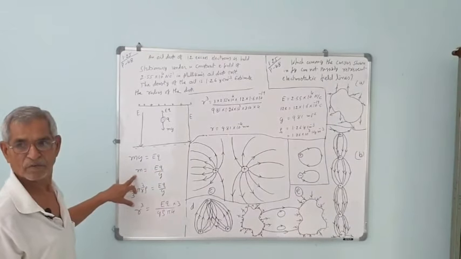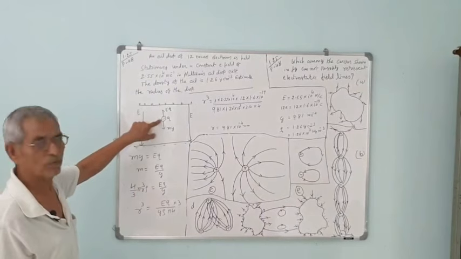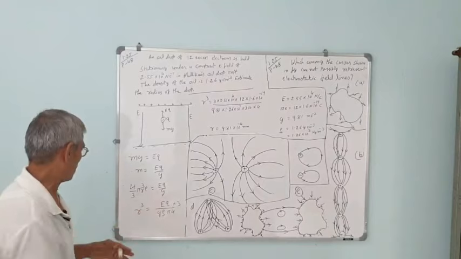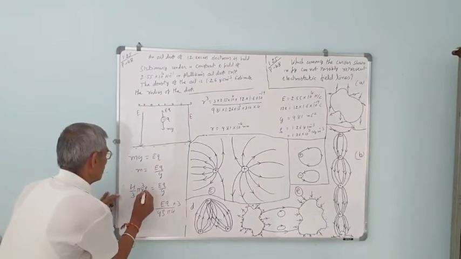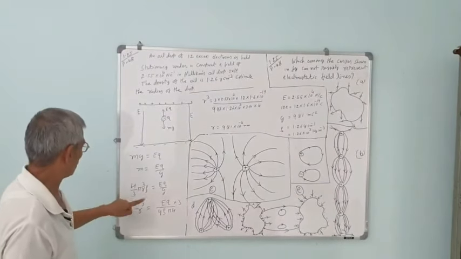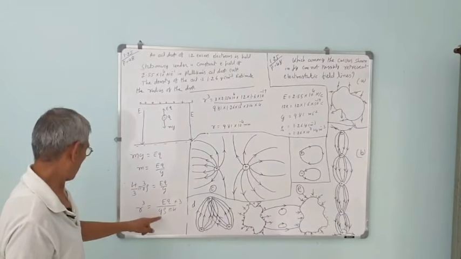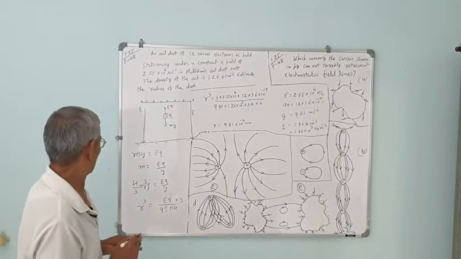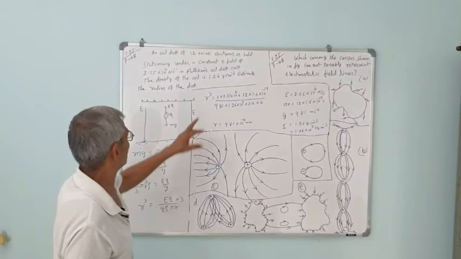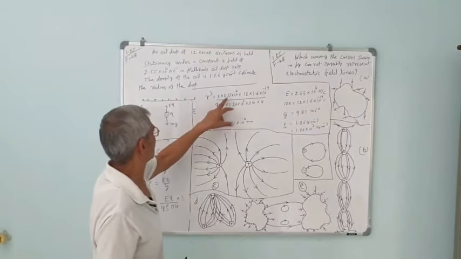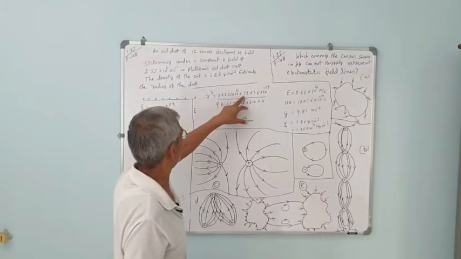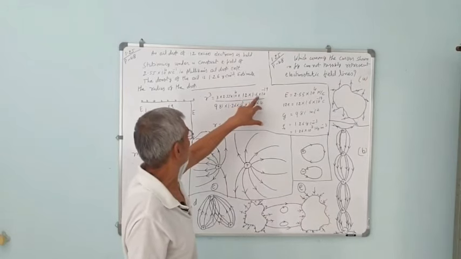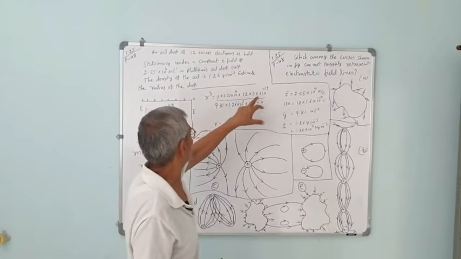M is the mass of the oil drop. The mass is equal to volume into density. Volume is 4 upon 3 pi r cube into density rho, and that is equal to eq upon g. Therefore, r cube is equal to 3 eq upon 4 pi g rho. So r cube, introduce the values of all: that is 3 into electric field 2.55 into 10 raised to 4, charge q of 12 electrons, electronic charge is 1.6 into 10 raised to minus 19 Coulomb.